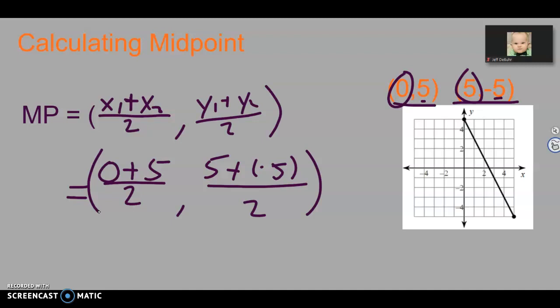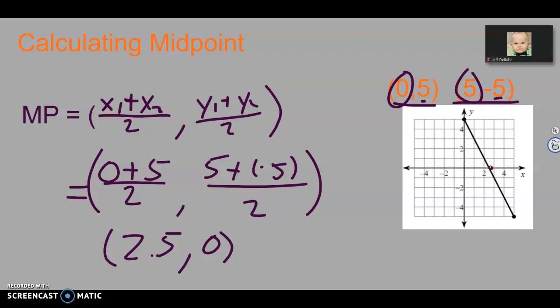0 plus 5 is 5. 5 divided by 2 is 2.5. 5 plus negative 5 is 0. Divided by 2 is 0. 2.5 comma 0 is the exact midpoint of that segment. And to double check that, the picture is really nice because I can just go over to my graph and go 2.5 comma 0. Yep, that falls on the line. And that looks pretty much like it's in the middle.